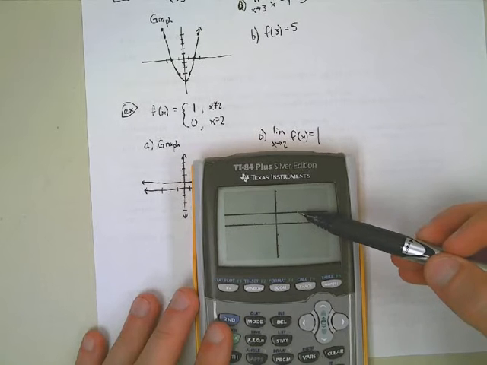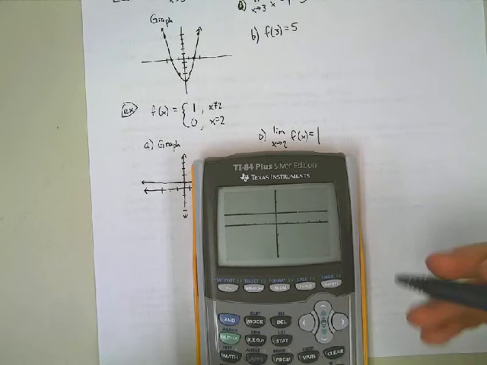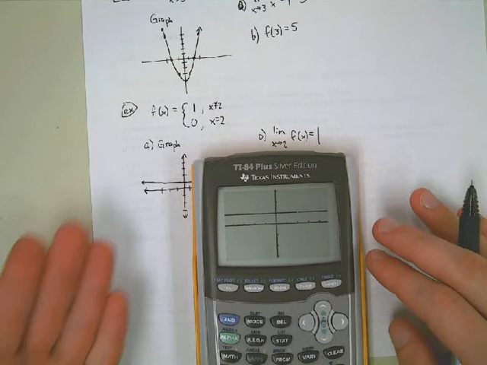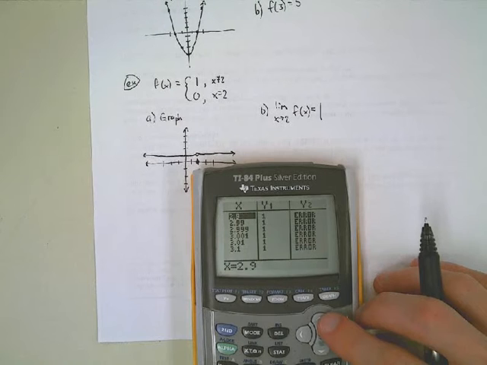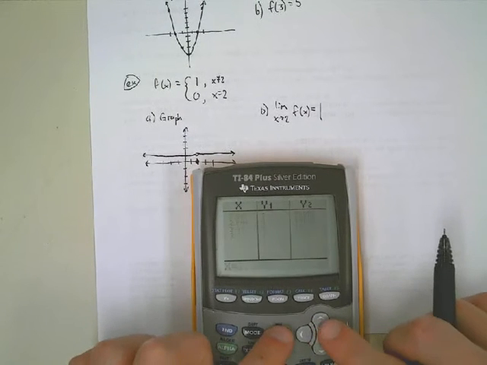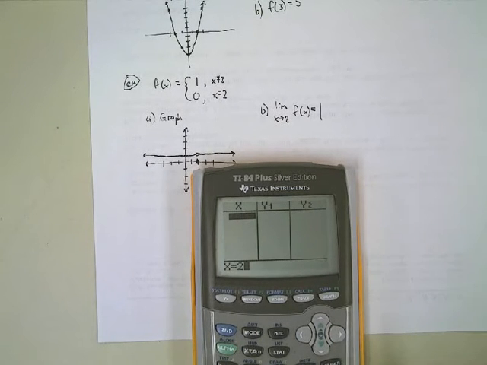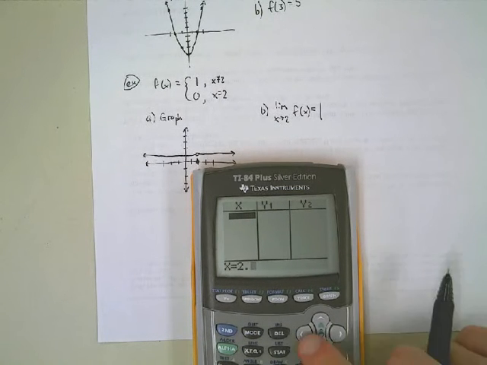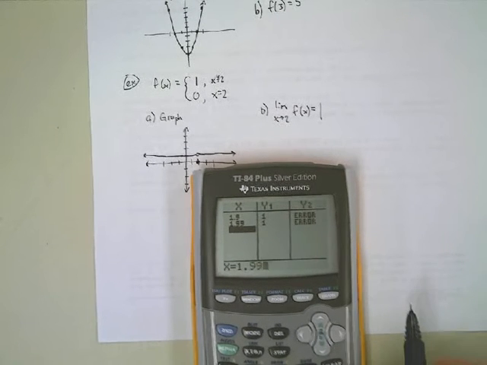And so again, since we now have this in our graphing calculator, we could go to our table and try and get as close as we want to 2. Let me do it from the left. So 1.9, 1.99, 1.999, and then from the right, 2.001, 2.01, 2.1.